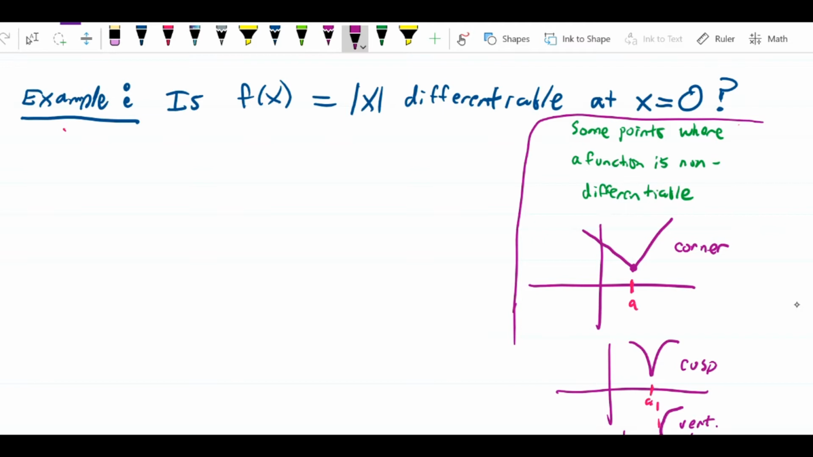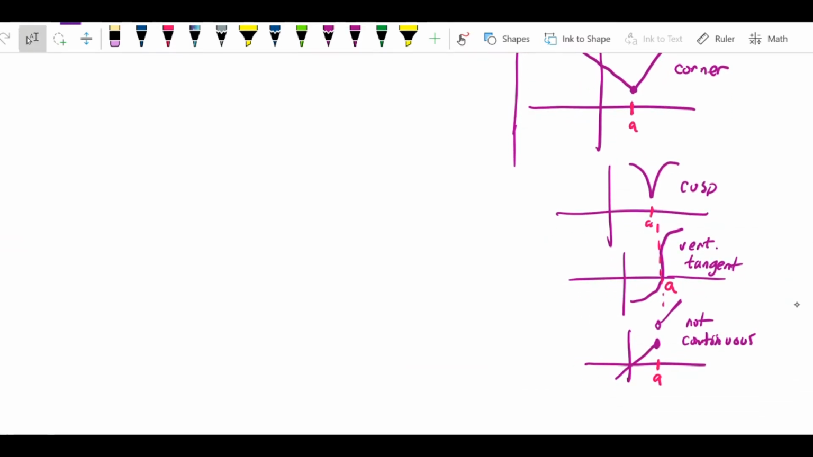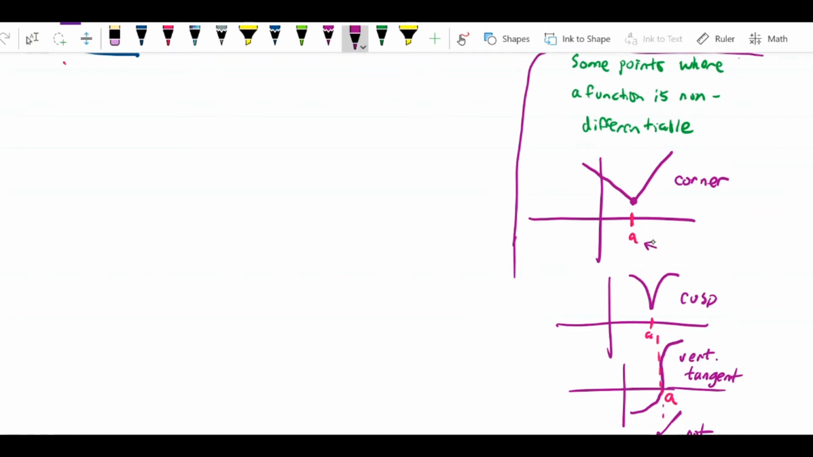Unfortunately, that's not the end of the story. I'll show you why that is in just a second. There are two more situations where a function is not differentiable. By the way, these are all pictures where the function is not differentiable at some point A. It's differentiable everywhere else in the picture, just not at A. Just like with continuity, we don't say a function is continuous or it's not.